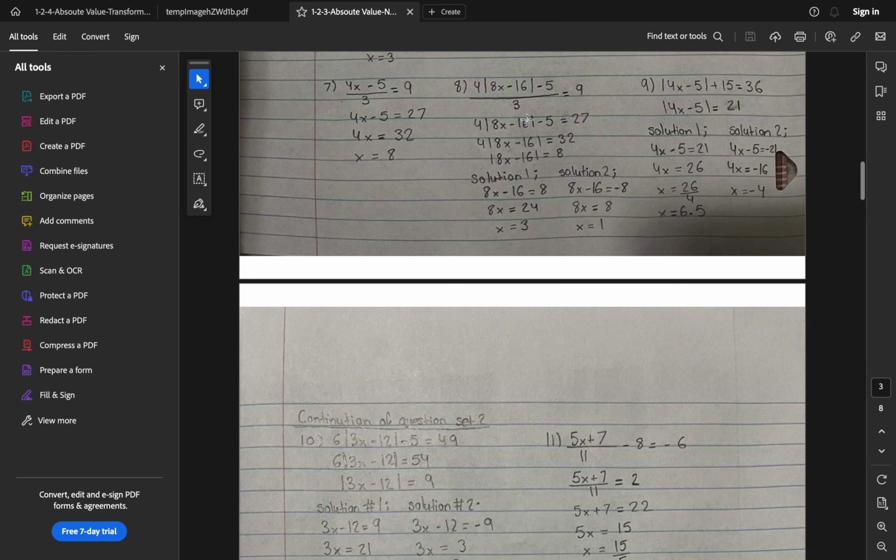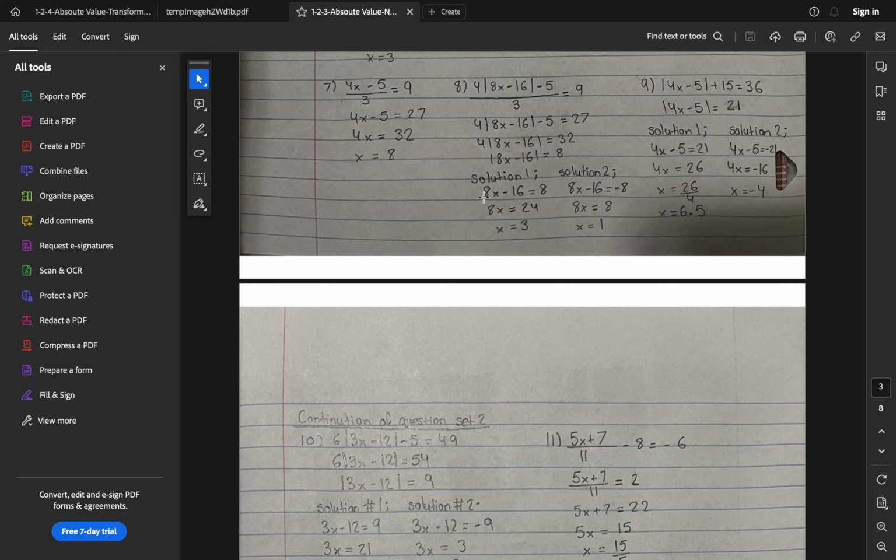All right, for question number 8, we isolate for the absolute value, or the numbers in the absolute value. So first things first, we times the fraction by 3 on both sides, which becomes 4 times the absolute value of 8x minus 16, minus 5 is equivalent to 27. Now we rearrange so that we add 5 on both sides, which gives us 4 times the absolute value of 8x minus 16 is equivalent to 32. And now we divide by 4 on both sides, which gives the absolute value of 8x minus 16 is equivalent to 8. Once again, two solutions, positive 8 and negative 8.